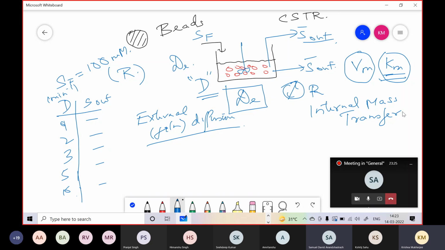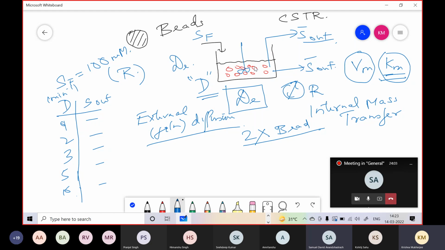So let me ask some simple questions. Suppose I have 1x beads and I put 2x beads. What happens to SF and S out? Obviously, it will fall by how much? Question number 2. What happens when I halve the dilution rate? So these are the questions. So when I put 2x the beads, what happens?